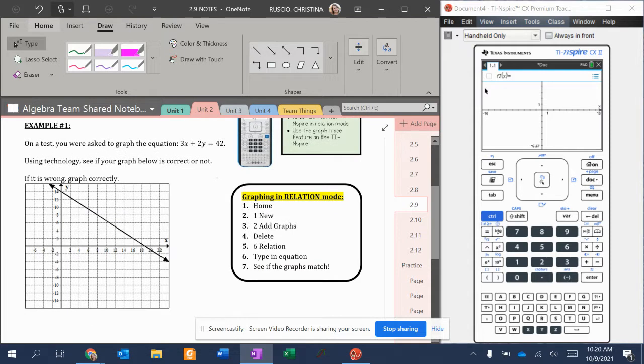On a test, you were asked to graph this equation, 3x plus 2y equals 42. Well, that's weird. Usually we see things written as y equals or f of x equals. Okay, so I don't know what I'm doing just yet, but we'll talk soon. Let's use technology to see if we graphed it correctly down below here.